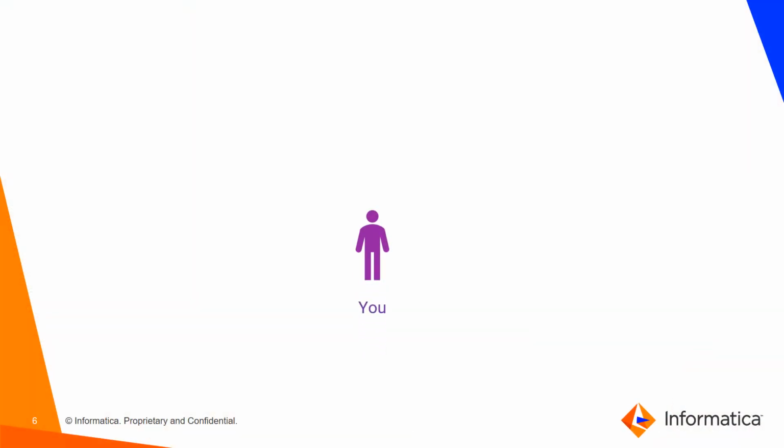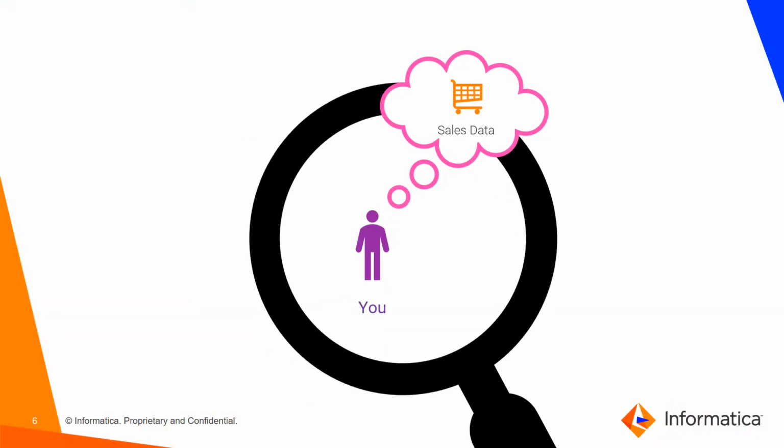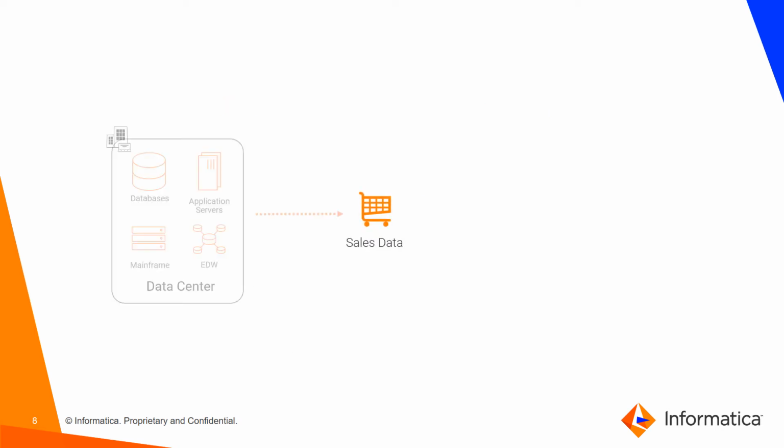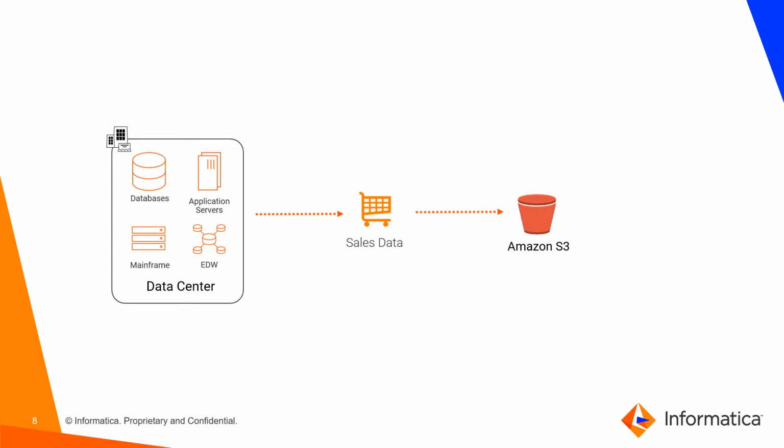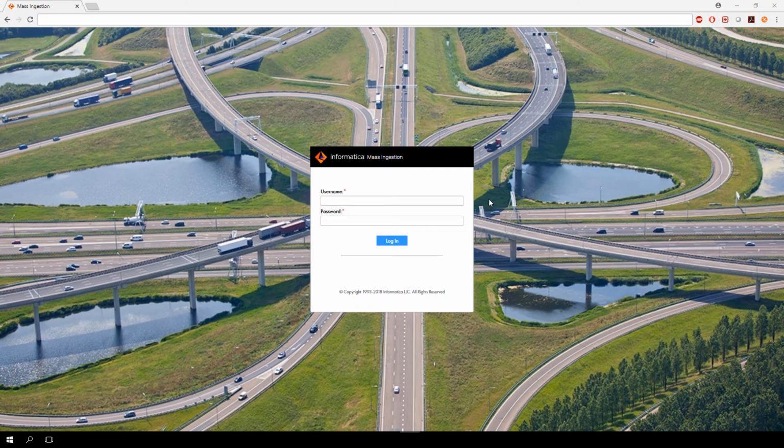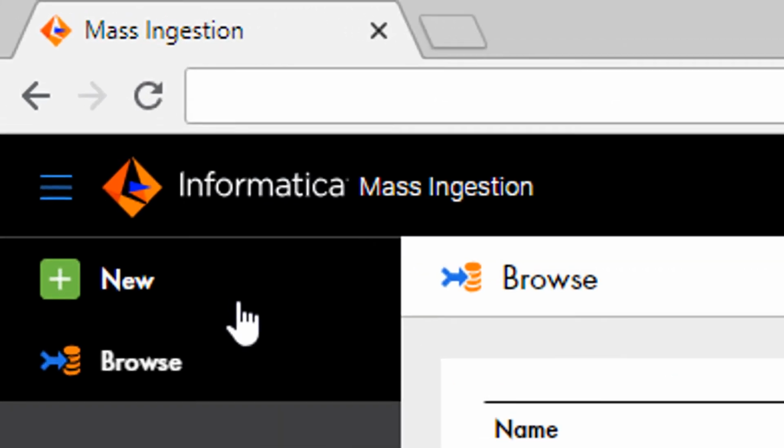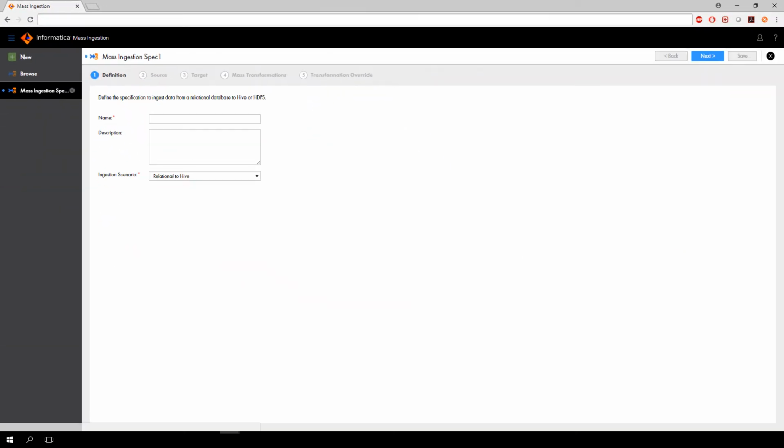Suppose you're taking on a new project that requires you to ingest a large amount of sales data on customers that have open accounts with your company. You have to ingest all of this data from your corporate data center to Amazon S3. To ingest the data, begin by logging into the mass ingestion tool. Then click New to create a mass ingestion specification. This brings you to a wizard where you can configure the spec.